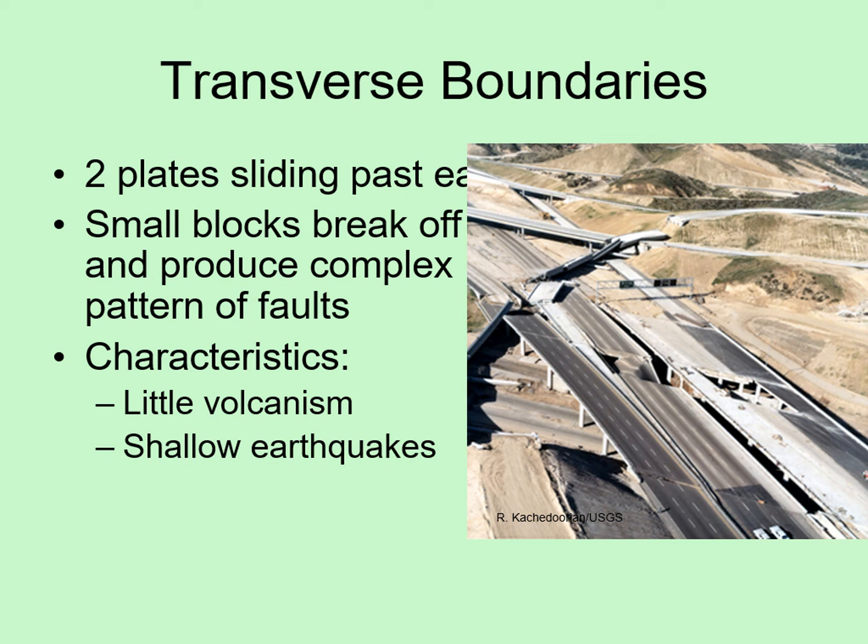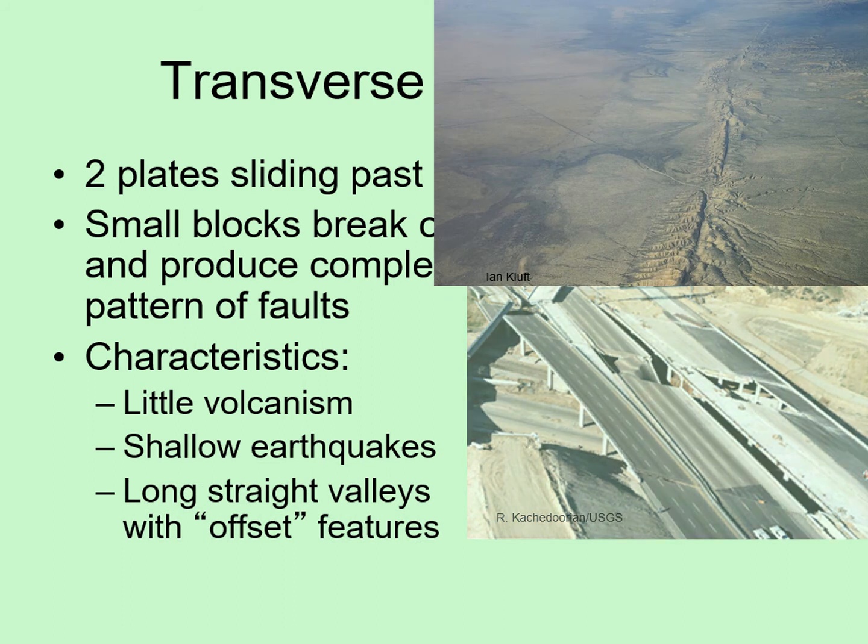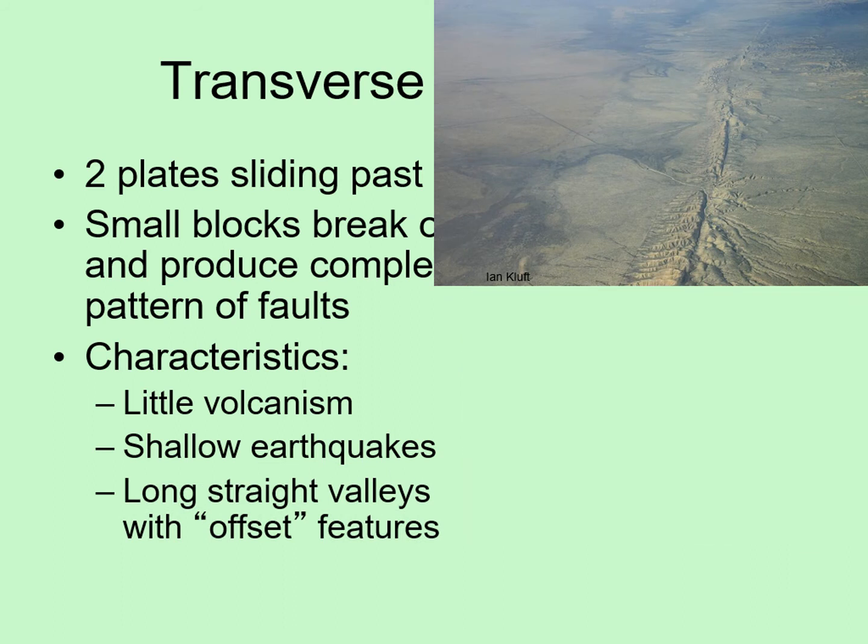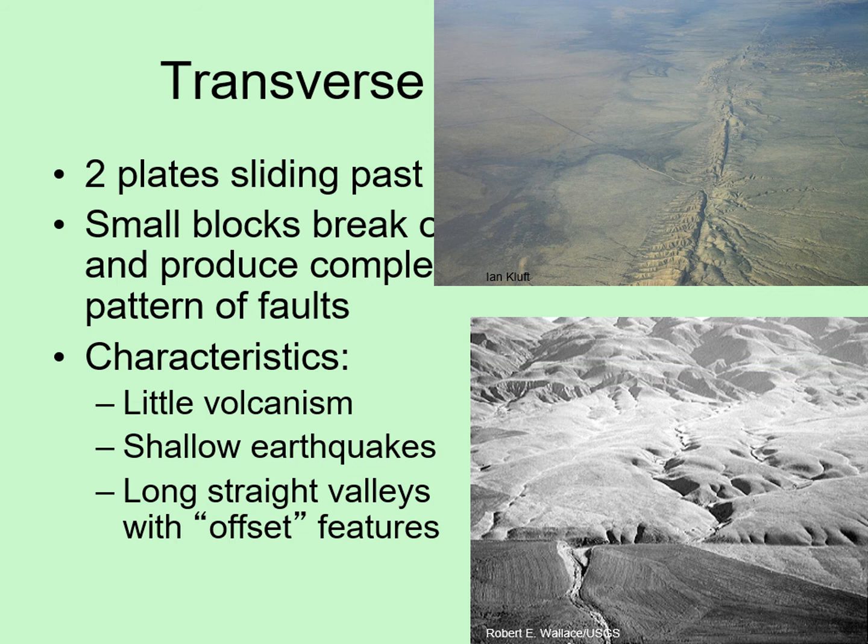Another common feature of transverse boundaries is long, narrow valleys running very straight along the main fault. This happens because the ground here is weakened and hence easily erodes away. We also see offset features on either side of the fault, like this stream which approaches the fault and is then diverted northward before continuing on across.